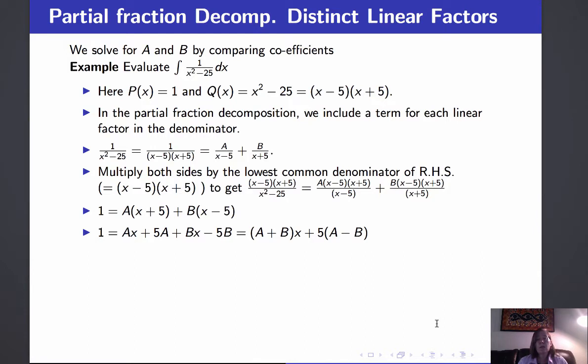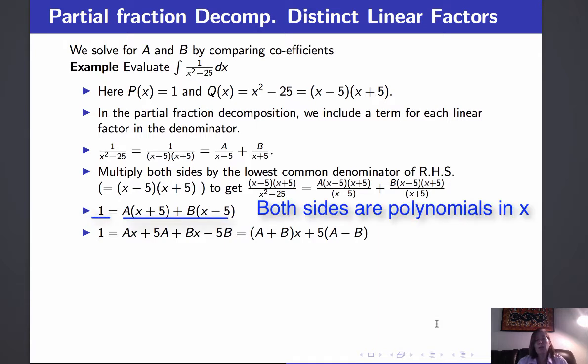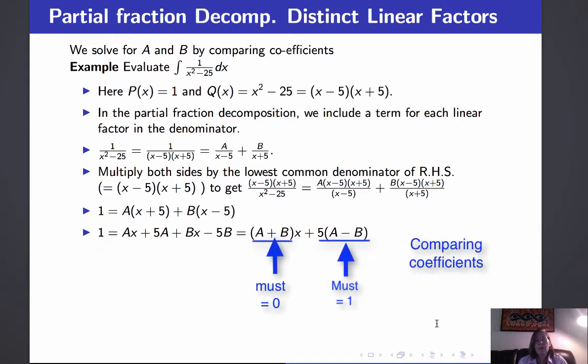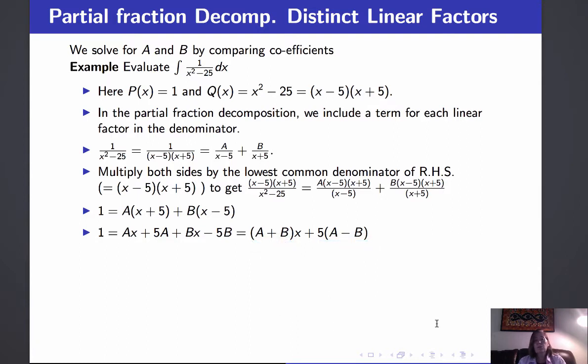Well, there are two ways to solve for a and b. We have a variable x on the right, so we have a polynomial. Remember, a and b are constants. And whenever two polynomials are equal, the coefficients of the powers of x must also be equal. So if the coefficient of x on the left is 0, then the coefficient of x on the right is 0. And if the constant term on the left is 1, then the constant term on the right is 1. And this helps us solve for a and b by comparing coefficients.